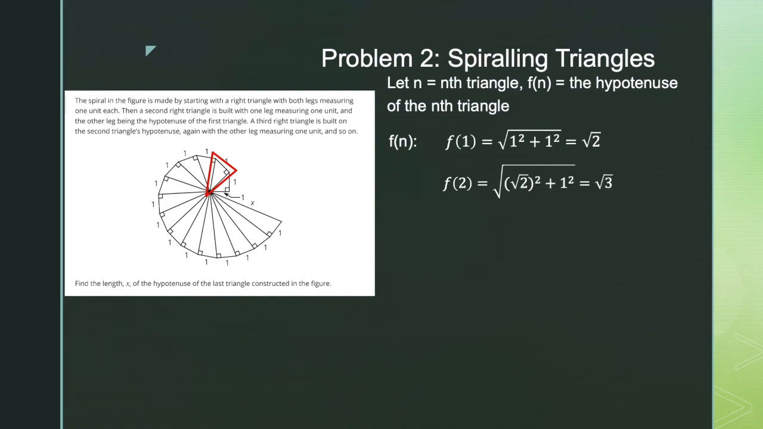The next triangle has legs of root 3 and 1. So the hypotenuse of it is f3, which would be root 4. We know that root 4 is 2, but we'll just leave it with the square root sign for now.